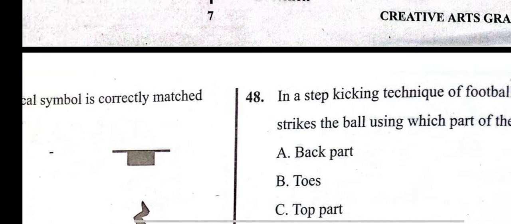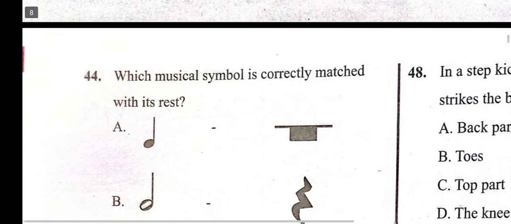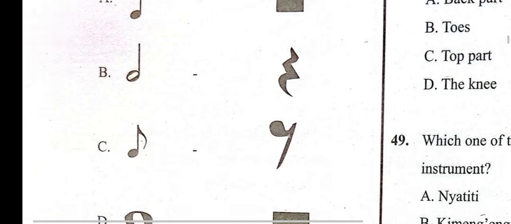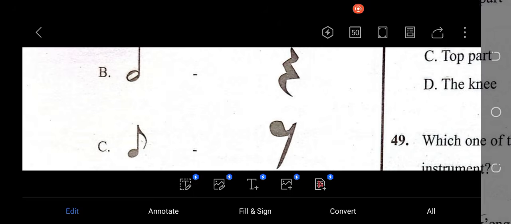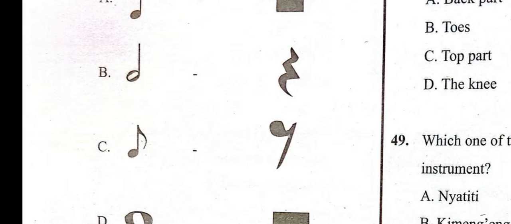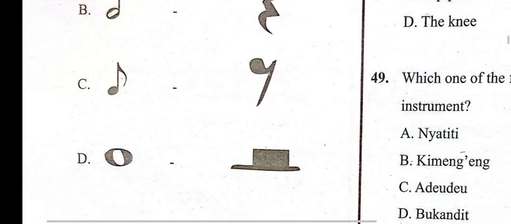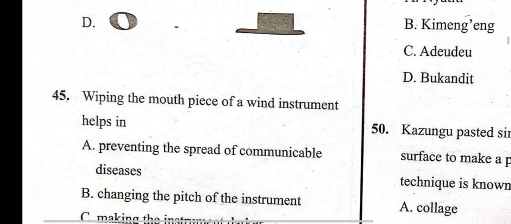Number 44, which musical symbol is correctly matched? This one is a crochet, and the rest is the rest of a semibreve. This one is a minim, and the rest is of a crochet. Then this one is a quaver, and the rest is a quaver. So the correct answer is C.